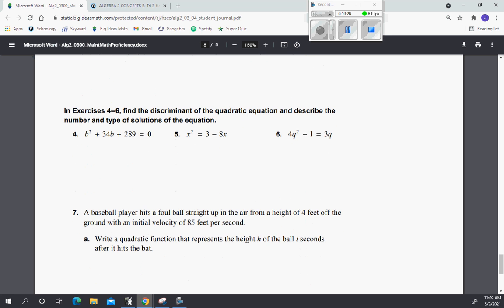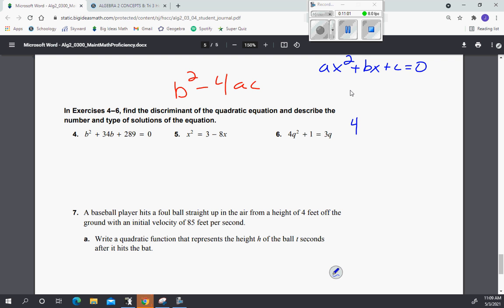Down here, find the discriminant of the quadratic equation to describe the numbers listed. Well, excuse me. Remember, the discriminant is just that b squared minus 4ac. And let's do number 6. Remember, same thing. I want ax squared plus bx plus c in this form. So I have to subtract that 3q.